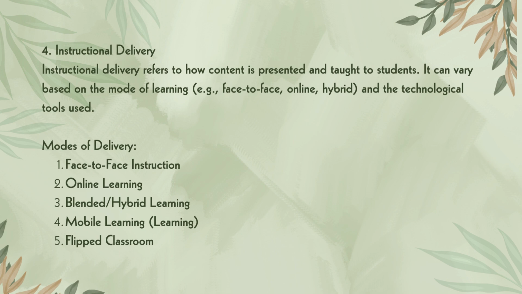Number four, instructional delivery. So delivery refers to how content is presented and taught to students. It can vary based on the mode of learning, for example, face-to-face, online, or hybrid, and the technological tools used. So here are some examples: face-to-face instruction, online learning, blended learning or hybrid. Also have mobile learning and flipped classroom.